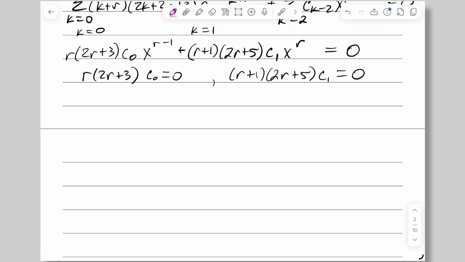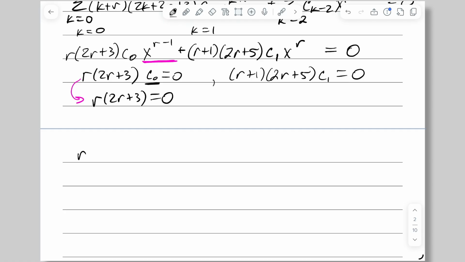What I'm about to tell you is going to seem a little bit like making stuff up, but I'll touch on it as we go. The term that has the smallest exponent is the one that we're going to use to find the value of r. So we've got this r times 2r plus 3 times c naught is equal to 0. There's going to be nothing to be gained by saying, what if c naught is the thing that's 0? So we're never going to make that assumption. The assumption we're going to make is that r times 2r plus 3 is equal to 0, and that's what we're going to use actually to find the values of r.